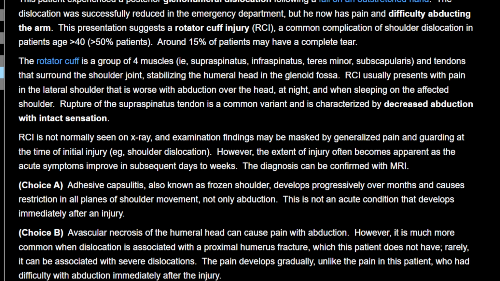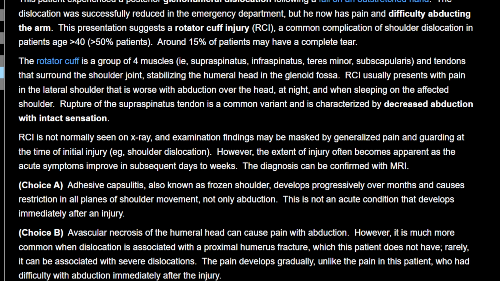Choice A. Adhesive capsulitis, also known as frozen shoulder, develops progressively over months and causes restriction in all planes of shoulder movement, not only abduction. This is not an acute condition that develops immediately after an injury. Choice B. Avascular necrosis of the humeral head can cause pain with abduction. However, it is much more common when dislocation is associated with a proximal humerus fracture, which this patient does not have. Rarely, it can be associated with severe dislocations. The pain develops gradually, unlike the pain in this patient, who had difficulty with abduction immediately after the injury.